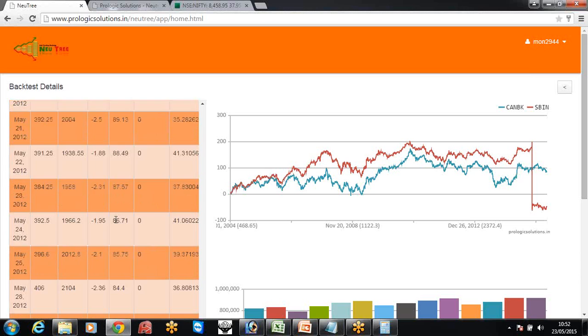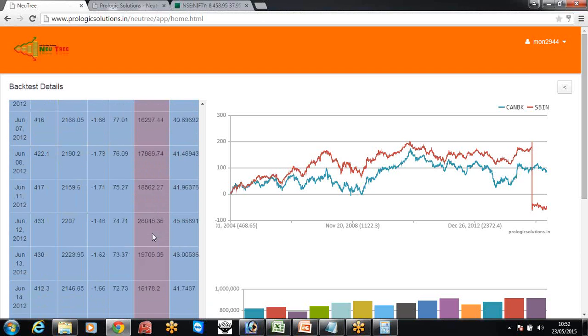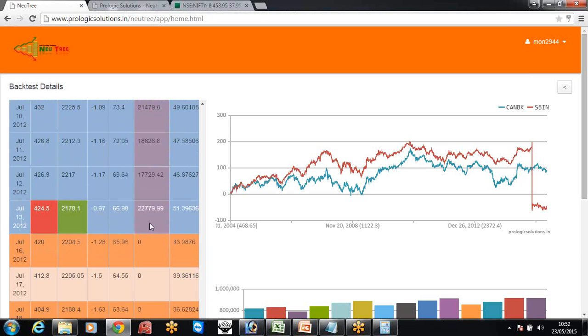So this is another trade. This was in 2012, Can Bank buy and SBI short. The next day itself it gave you around 15,000 rupees. Second day it gave you 19,000 rupees. Now if you just calculate 20% returns in one day, that's fantastic. It's almost like BTST calls, buy now, sell tomorrow, where you are making 20% returns. Finally the call ended at a profit of 22,700 rupees.